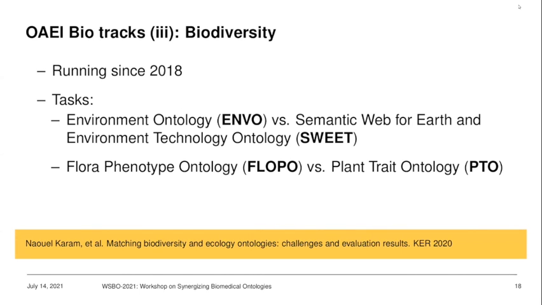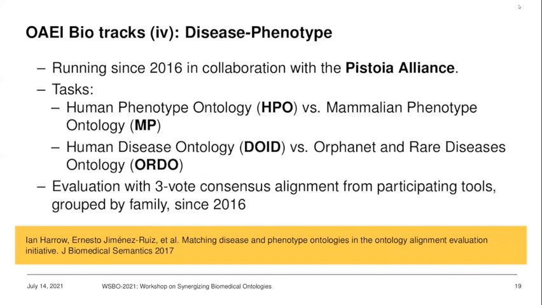We also had this biodiversity track that started in 2018 and deals with different environment and earth ontologies. It used to contain 2 tasks, and I think now it contains 3 or 4, if I'm not wrong. And finally, from the campaign, we have the Disease and Phenotype track that has been running since 2016 in collaboration with the Pistoia Alliance, where we try to map phenotype ontologies and disease ontologies.